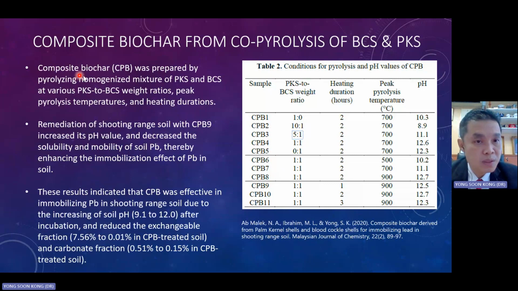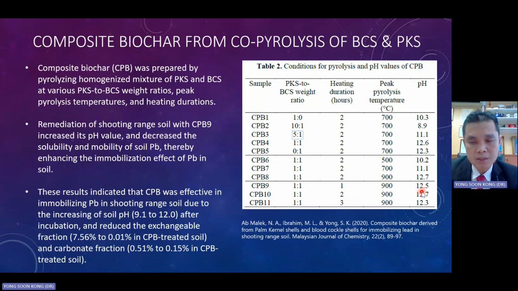So in this case, this composite biochar is called CPB, and is prepared in various conditions and various formulations. At the end of the day, we found out that we're going to choose CPB9, which is right here, prepared with one part of palm kernel shell and one part of blood cockle shell, pyrolyzed in 1 hour at a peak pyrolysis temperature of 900. And as a result, the pH of that material is also quite high, 12.5.